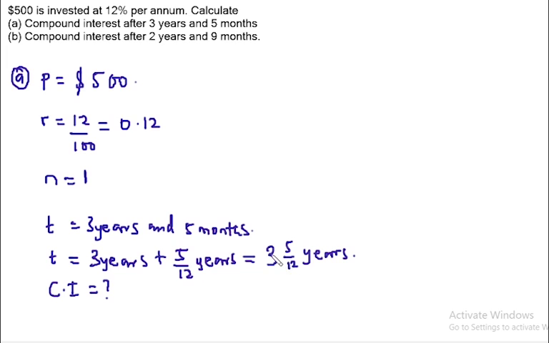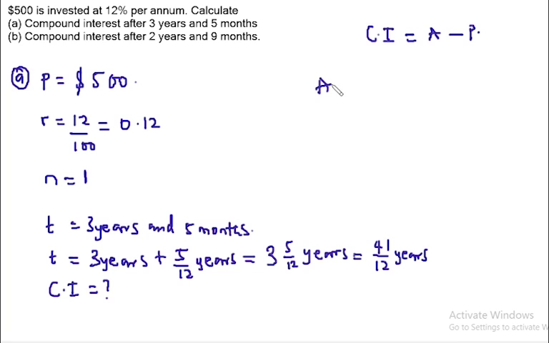We want to use it as an improper fraction so that when we are punching our calculators, we will not make mistakes. So to do that, we say 3 times 12, which is 36, plus 5, 41. So this is 41 over 12 years. And then we know that compound interest is equal to amount minus principal. So let's first calculate the amount.